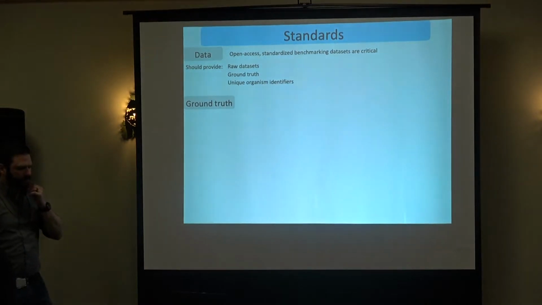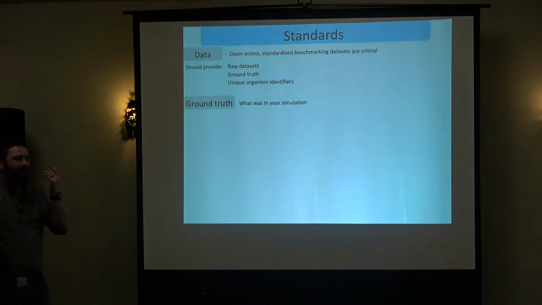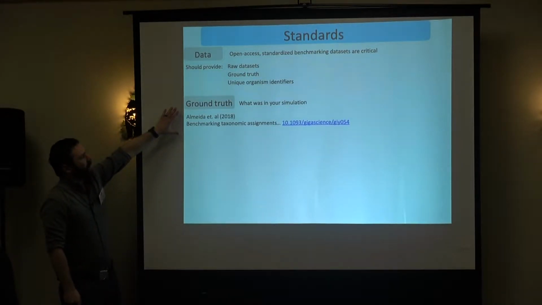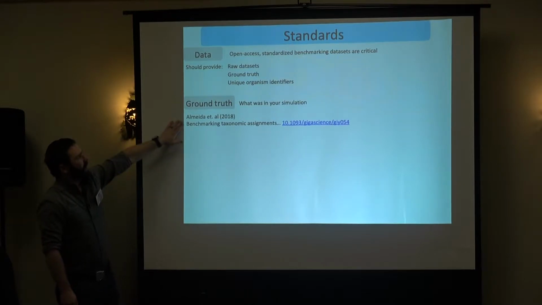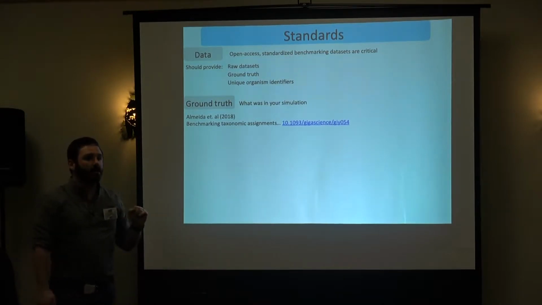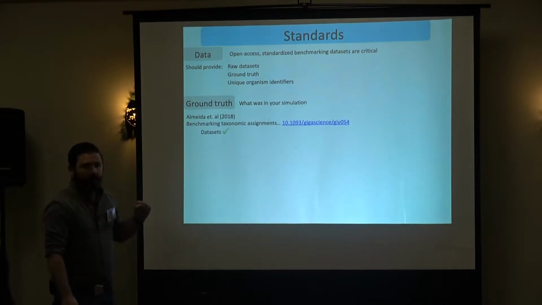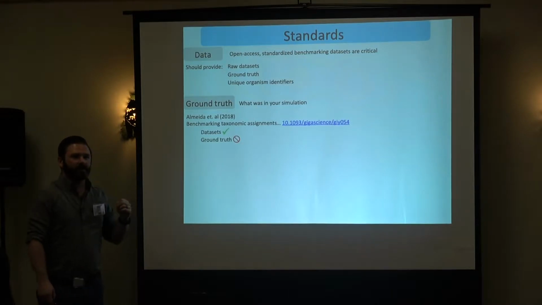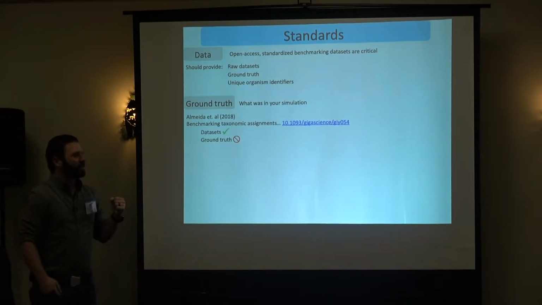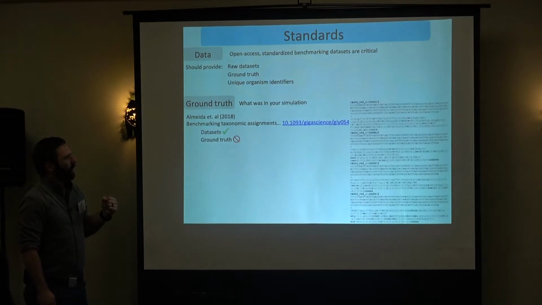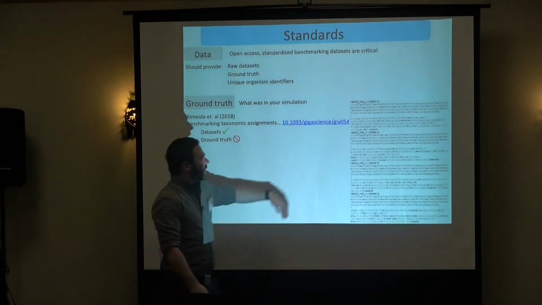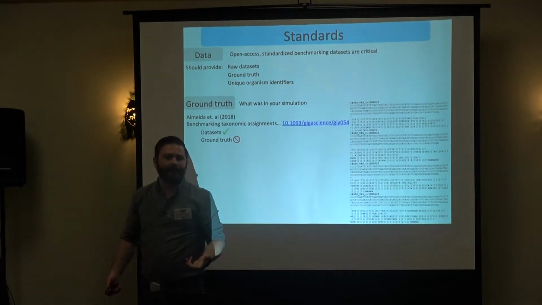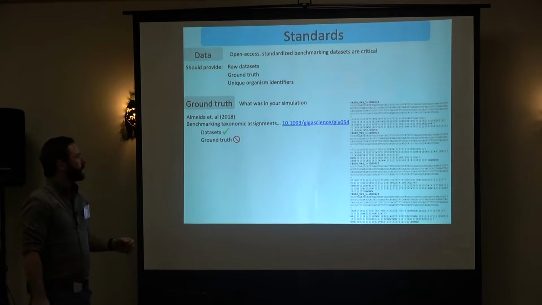Ground truth. Obviously, this is what is in your simulation. Here's an example of a publication in Metagenomics. They benchmark a whole bunch of taxonomic assigner tools, and they provided the raw data sets, which is absolutely fantastic. And they didn't tell you what was in those raw data sets, which is kind of unfortunate. It makes it a lot more difficult to work with. You download those raw data sets, and you look at these FASTQ files, and you look at the sequence names, and it doesn't really tell you anything about what is actually in this.